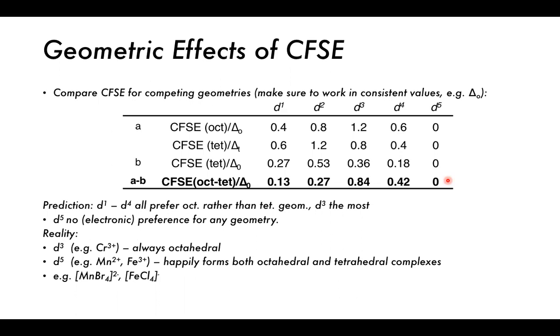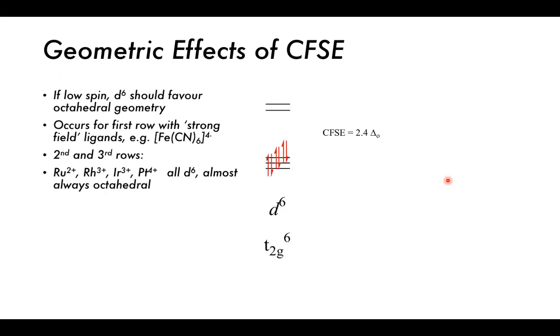So for example, we have there tetrabromomanganate and tetrachloroferrate. So if low spin d6, it should favor octahedral geometry. So the geometric effects of crystal field splitting energy occur for the first row with strong field ligands. So for example, the hexacyanoferrate.